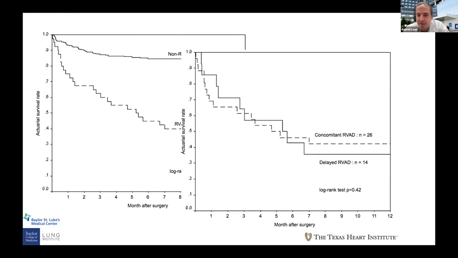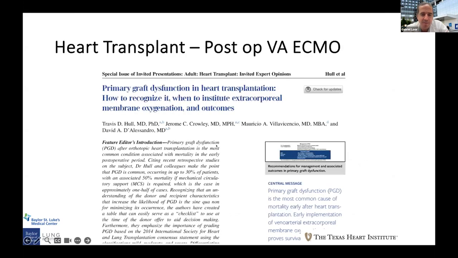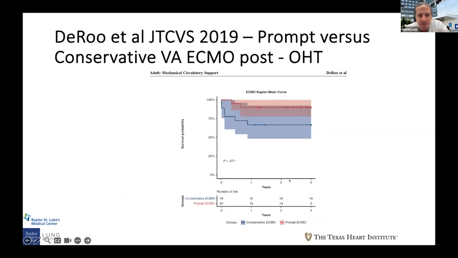If in 2 or 3 days the RV starts sagging, you have some beautiful minimally invasive methods that you can use. We do try to tunnel them all so that we don't have to go back to the OR to remove the RVAD when possible. So finally, in terms of heart transplant, post-op VA ECMO support, this is a big deal with primary graft dysfunction. This was a wonderful expert review by the group at MGH that I found very insightful and really mirrors our practice.